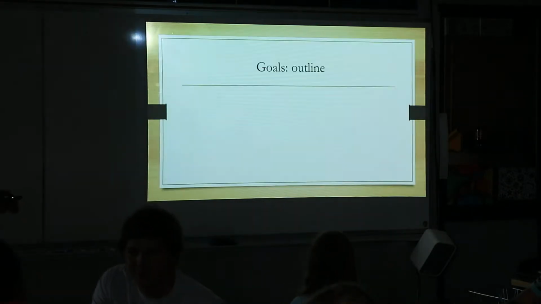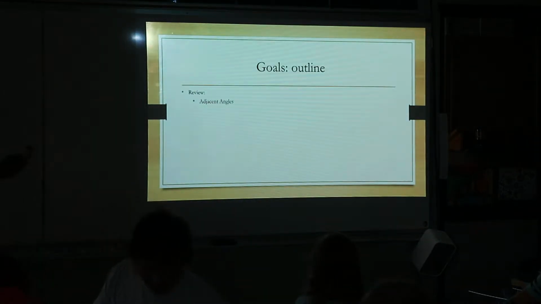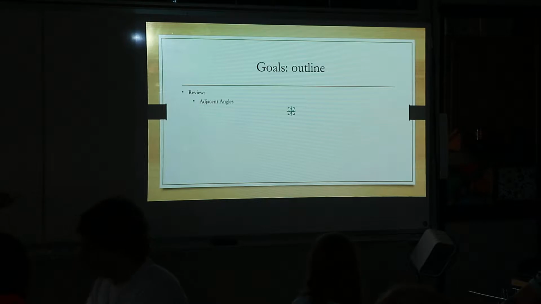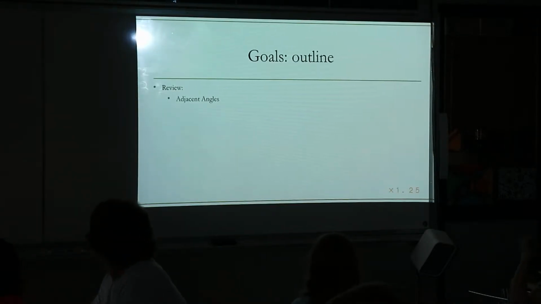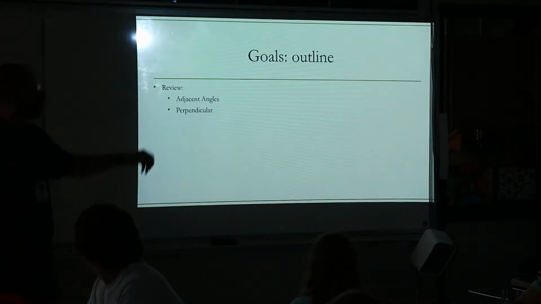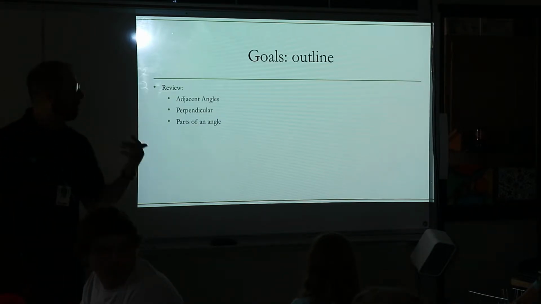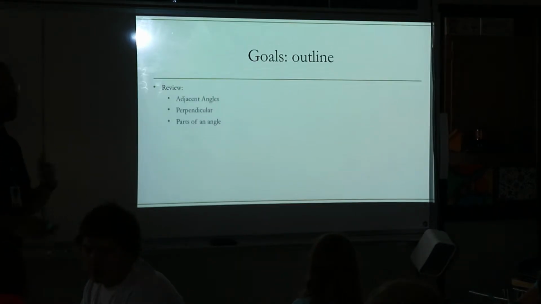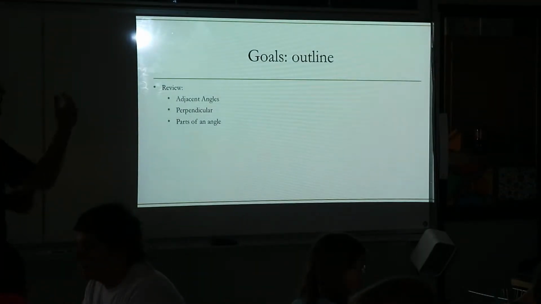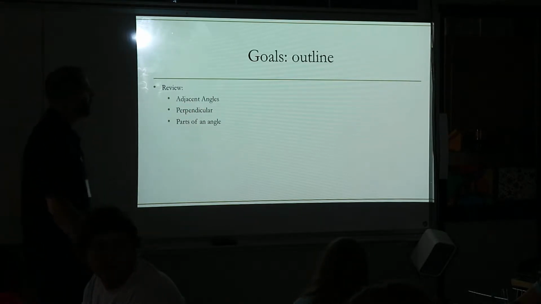All right, here's our outline. We're going to do a quick review. Let me zoom in on that because it's pretty small. We're going to talk about adjacent angles, and perpendicular one more time. These are things we've already discussed. I want to talk about the parts of angles. Everyone knows the angles and how to name them, but the parts of an angle will help us when we get to these. There's a certain vocab word we need to talk about, adjacent. That's why I'm going to talk about parts.